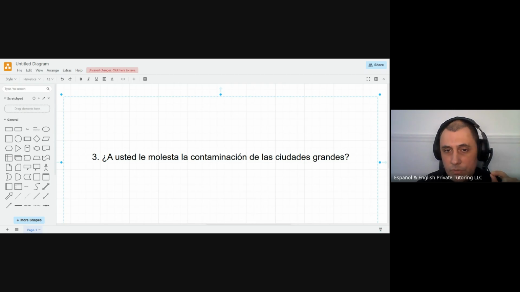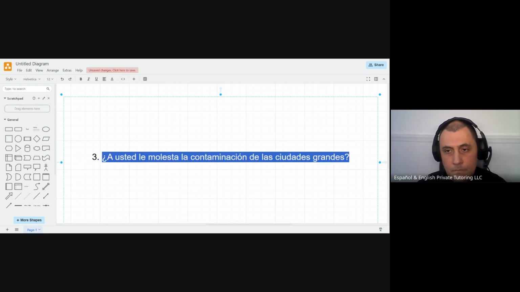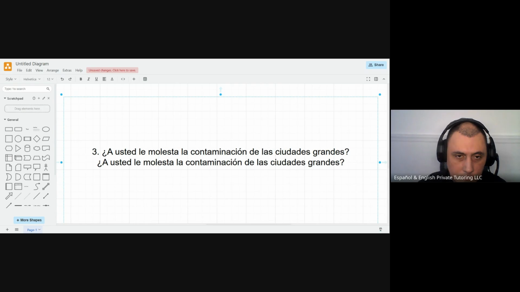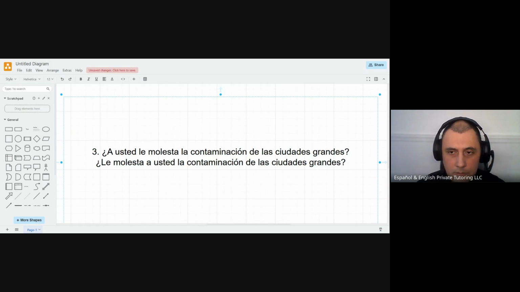Now, what I want you to do here is to create this question in a different way. I already explained this, so try to figure it out before you see the answer. If you can, try to give me at least 2 ways to do it. I'm going to give you the answer now. The first option could be: le molesta a usted la contaminación de las ciudades grandes.